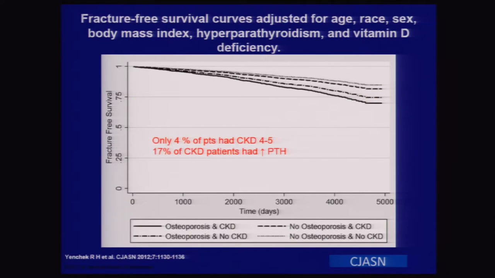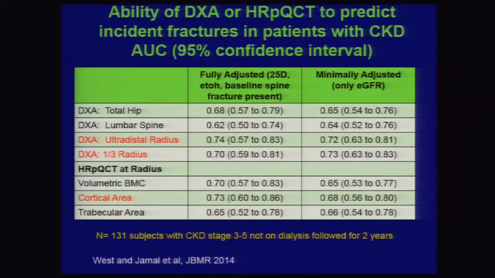The main limitation to the study, though, was that the subset of patients with renal failure was small. It was only 4%, and only a minority of the patients had abnormalities in PTH. So this is one limitation that we need to consider when evaluating this study and the strength of its message as we rewrote the guideline.